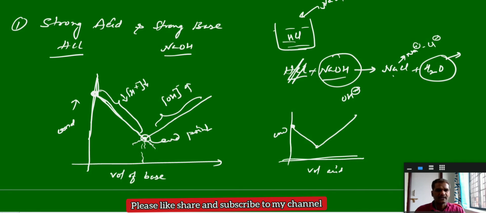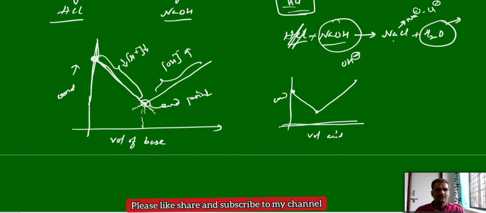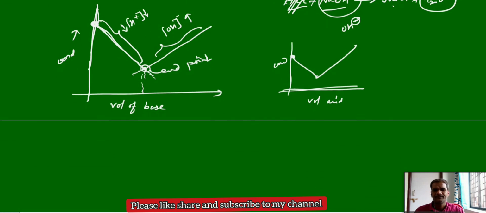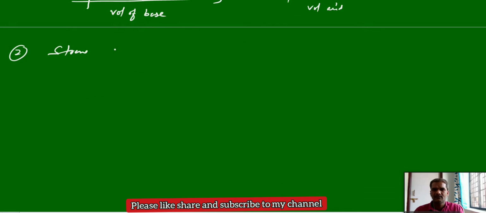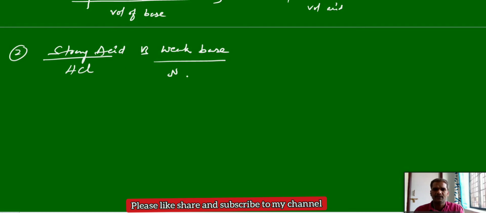This is the first titration. Here the main focus is on the graph. And the second is strong acid versus weak base. Again take a strong acid, HCl, and a weak base, ammonium hydroxide. In the beaker, let us take the strong acid, and to this we add ammonium hydroxide drop by drop.